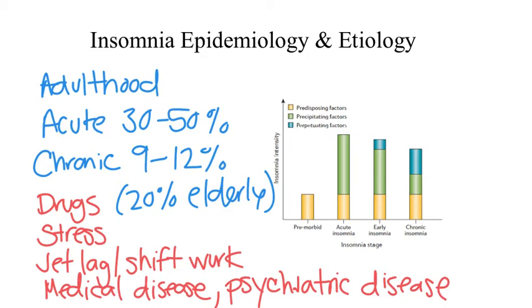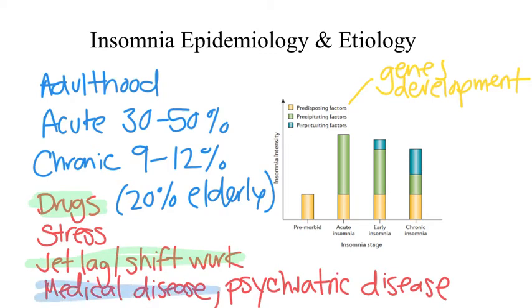The best way to characterize all of these etiologic factors is to group them into predisposing factors, precipitating factors, and perpetuating factors. Predisposing factors are underlying genetic contributions or developmental contributions to the normalcy of sleep. Precipitating factors are things that might precipitate an insomnia event. These can be things like jet lag, shift work, or the presence of certain drugs, as I mentioned previously. Perpetuating factors are things that continue to perpetuate the existence of insomnia. And these can mean things like comorbid medical or psychiatric conditions.